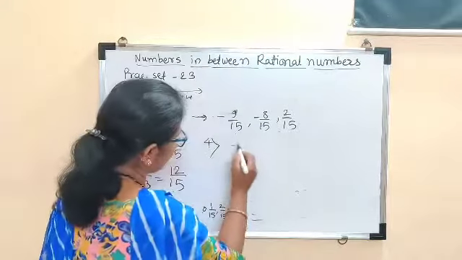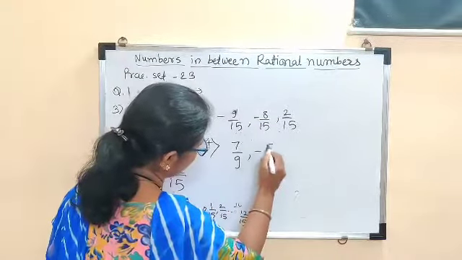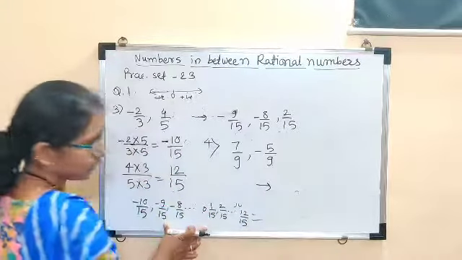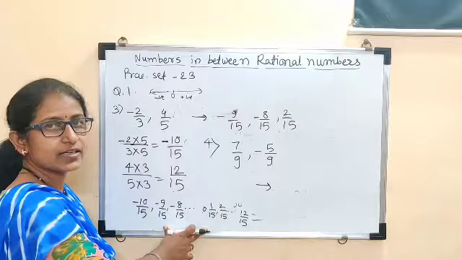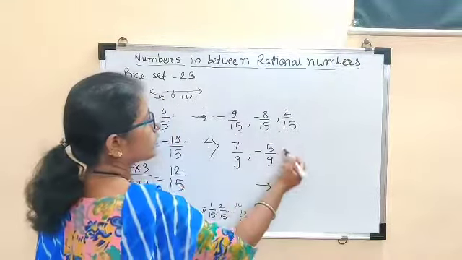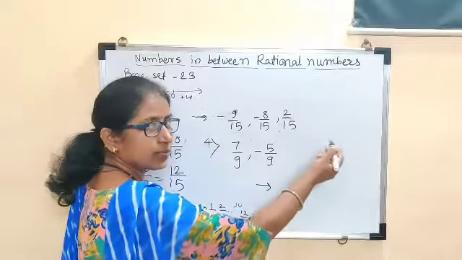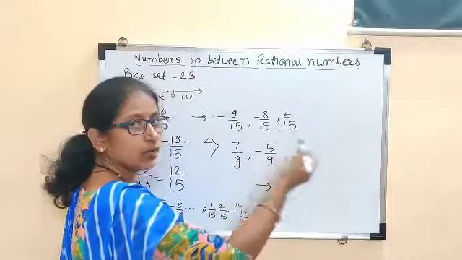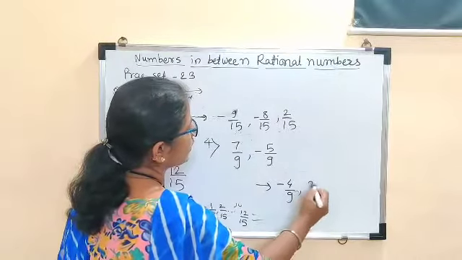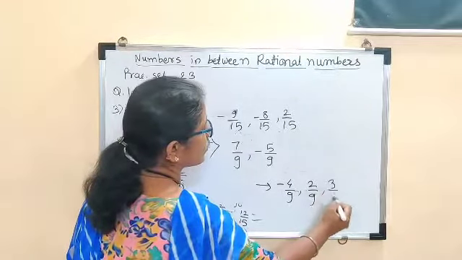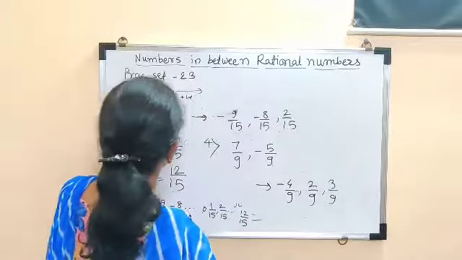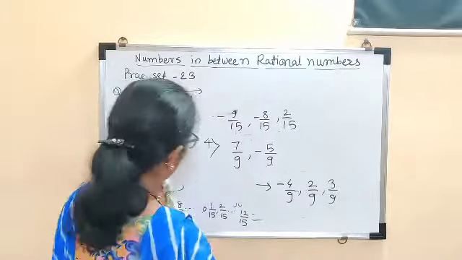7 upon 9 and minus 5 upon 9. Already the denominators are equal. In this way there are many rational numbers between these two. Minus 5 comes on this side, then minus 4 upon 9, minus 3, minus 2, and here 1 to 6. So any number you can write: minus 4 upon 9, 2 upon 9, 3 upon 9 in between these two. Fifth one.